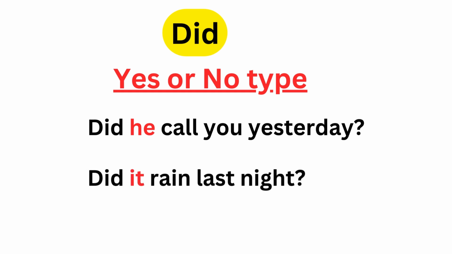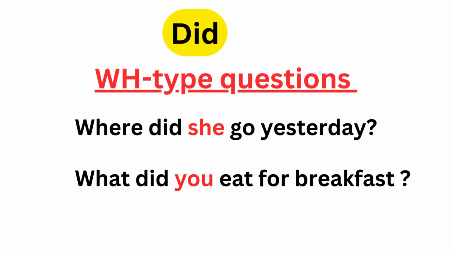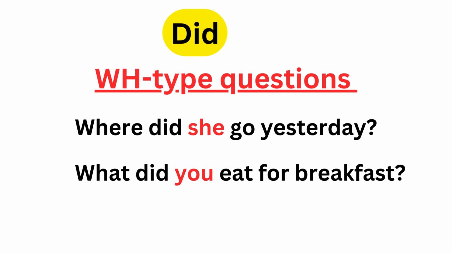Did is used with WH questions. Examples: where did she go yesterday? What did you eat for breakfast?